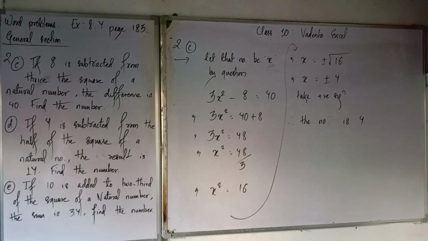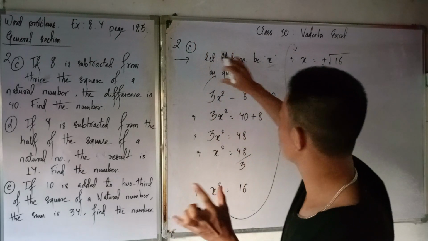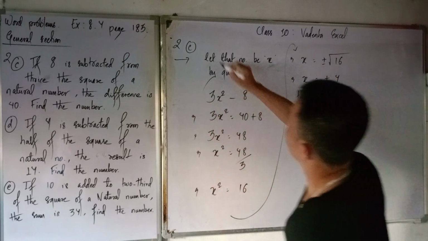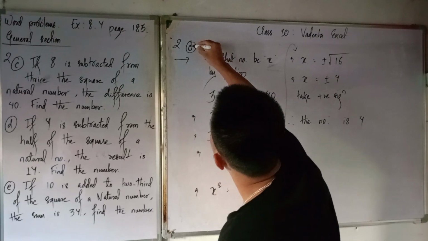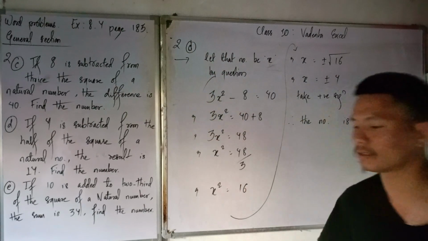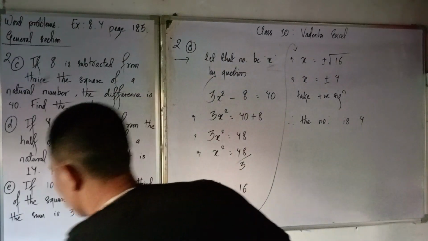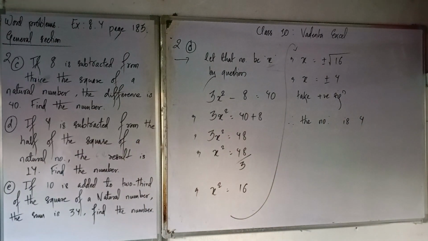now try to understand number 2D. If 4 is subtracted from the half of the square of a natural number, then the result is 14. If you have finished 2C, I'm rubbing it out. It's similar to number C, with a few changes. Now let's start number D.